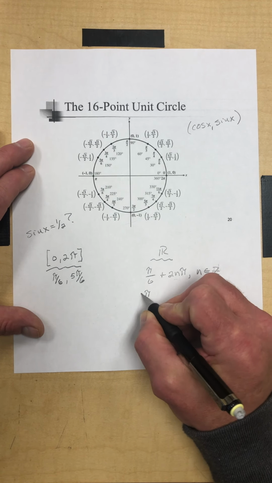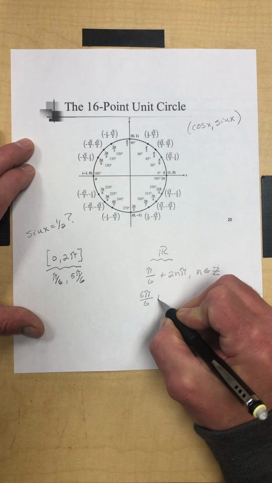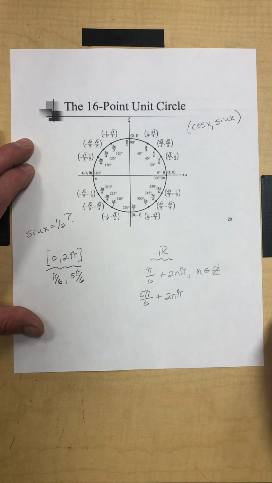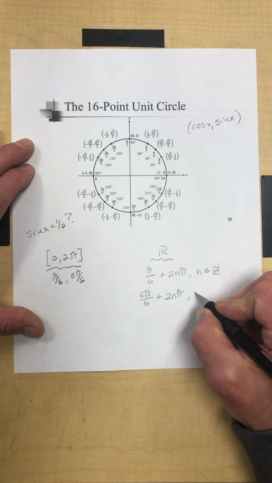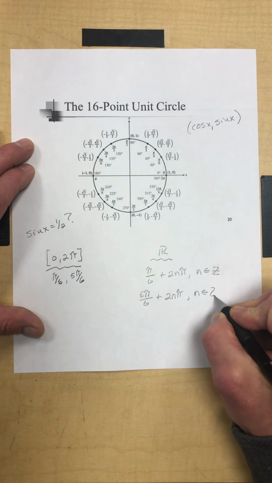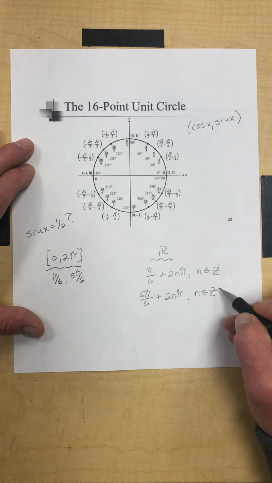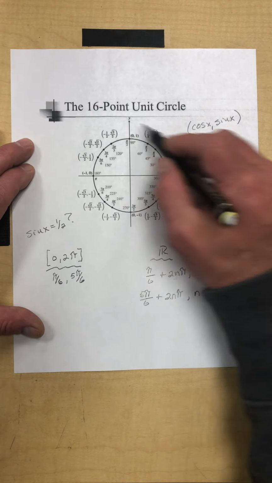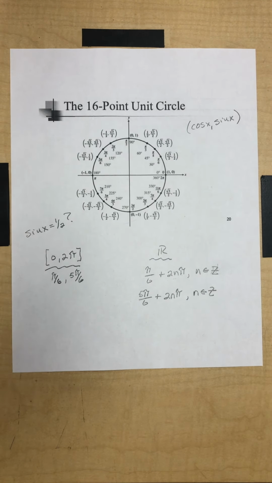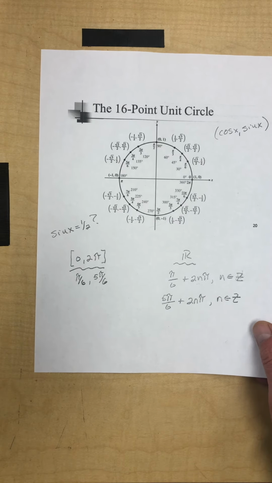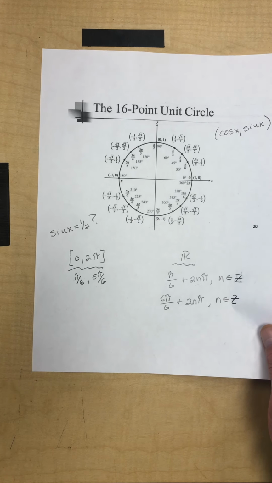I go 5 pi over 6 plus any even multiple of pi, where again we want our n, and notice rather than just going natural numbers, if we go integers, then it accounts for positive rotations going counterclockwise or negative rotations going clockwise. Okay, so we're going to get into some of these today, and I'll keep referring back to this, and you already have this in your notes. So let's see what happens.